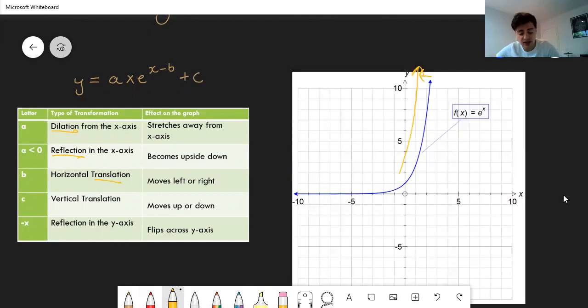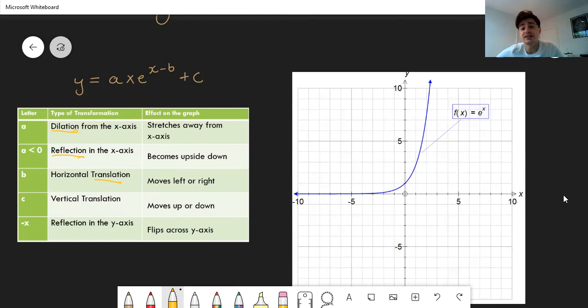Okay. If I multiply by a number between 0 and 1, say like a fraction, if I make this half e to the power of x minus something plus something, then it's going to come out like this. It's going to be a bit shallower and it's going to be towards the x-axis. So that's a dilation.